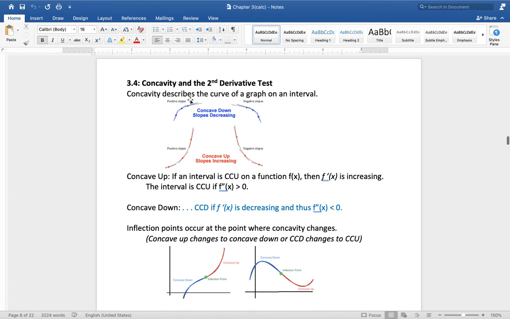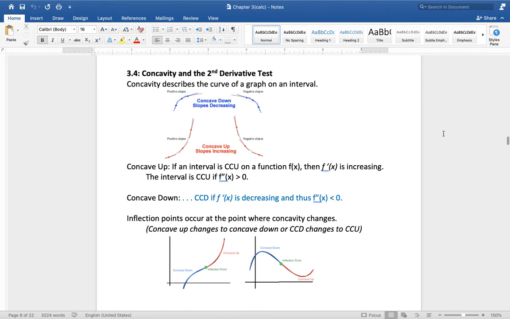Hello there, people. Since we've learned the first derivative test, I thought it'd be useful to learn the second derivative test. And the second derivative test in calculus really doesn't talk about where a graph's increasing or decreasing anymore. It talks about the curve. We're not going to discuss too much about the curvature except to say that it is concave up or concave down, and that the points where that changes are pretty interesting.